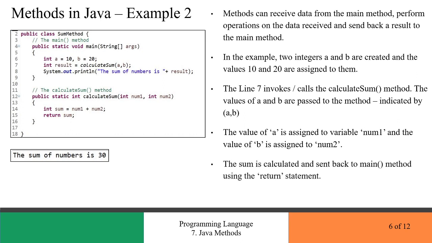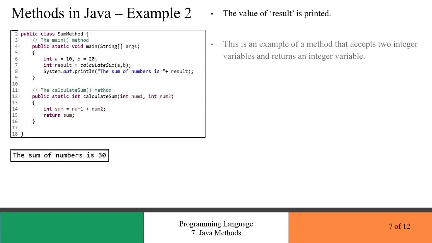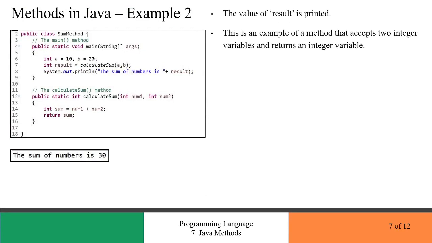The sum of both these variables is calculated and stored in the integer variable sum. As a part of line 15, the value of this sum is returned using the keyword return to the variable result in the main method. And as a part of line 8, the value of result gets displayed onto the output.